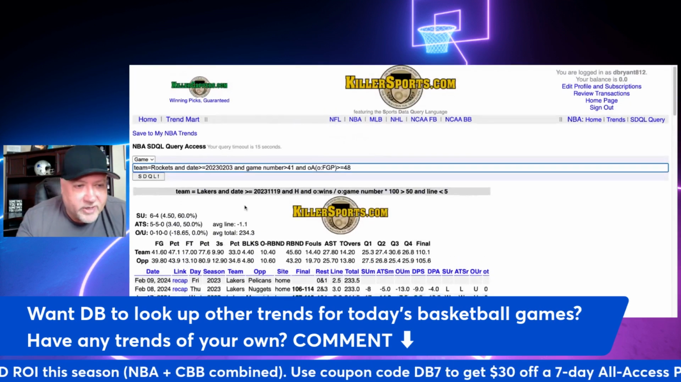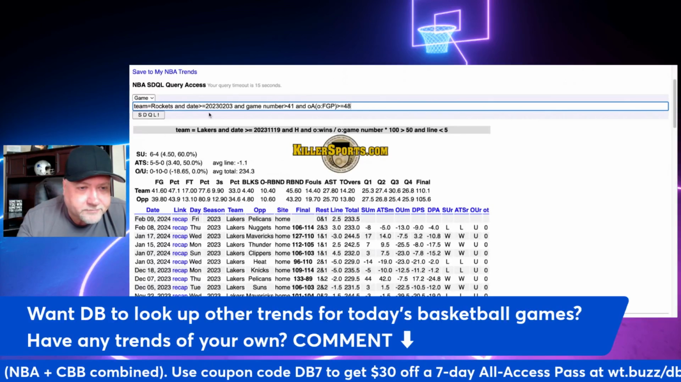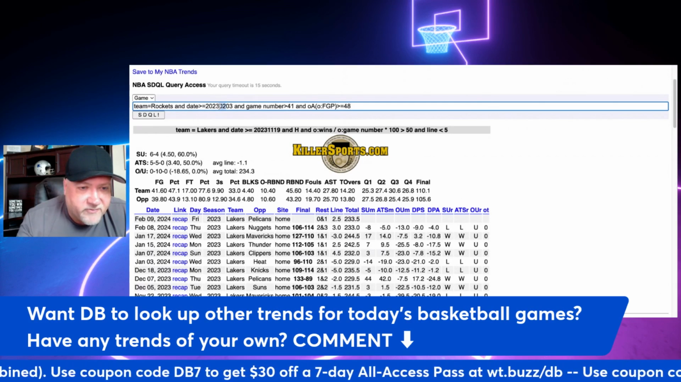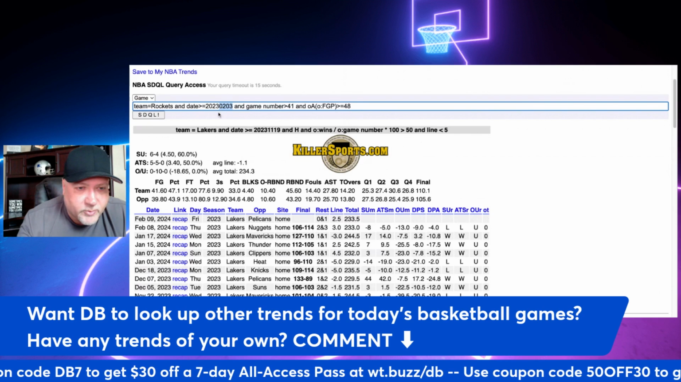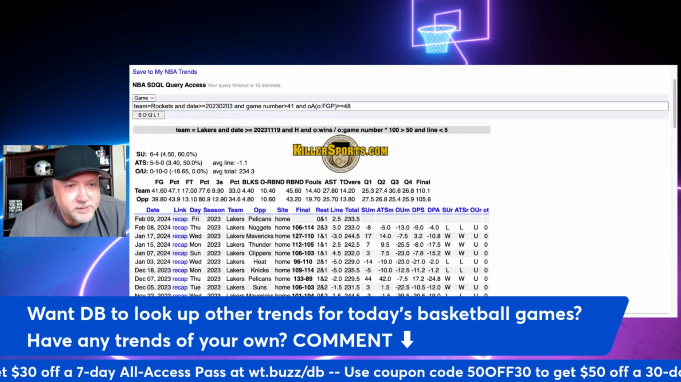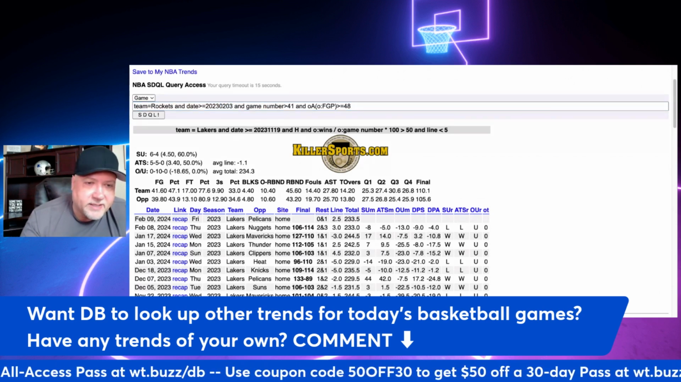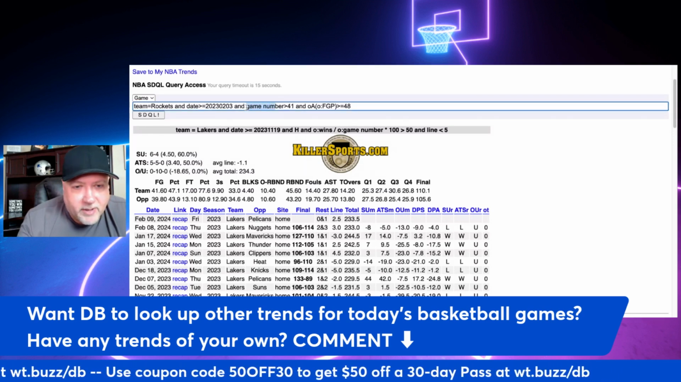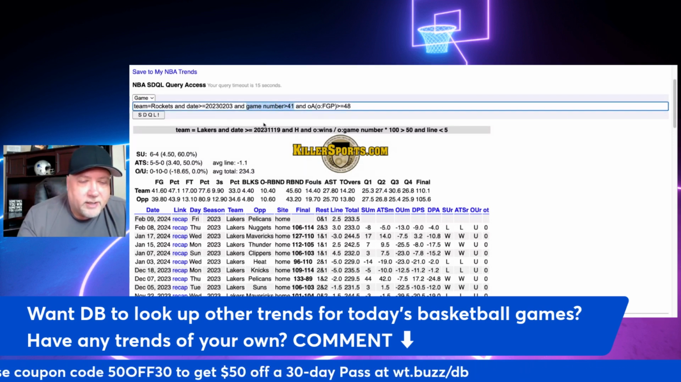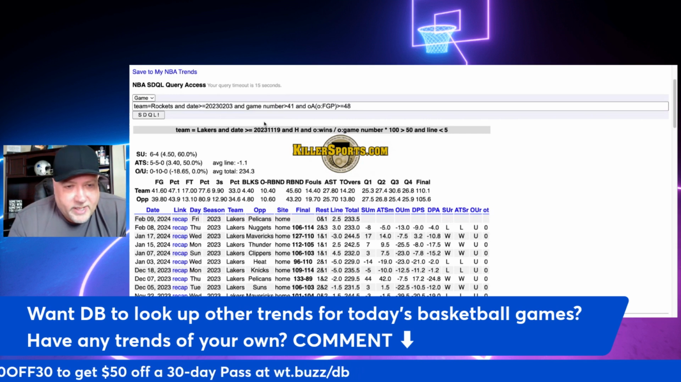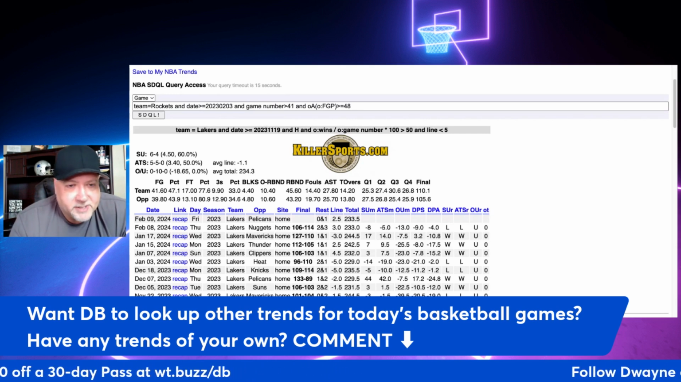For this next team trend, we're looking at the Rockets. We're going to go back to February 3rd of 2023. So we're going back almost exactly a calendar year. Game number is greater than 41. Said another way, it's the second half of the season. We're looking for games in the second half of the season.